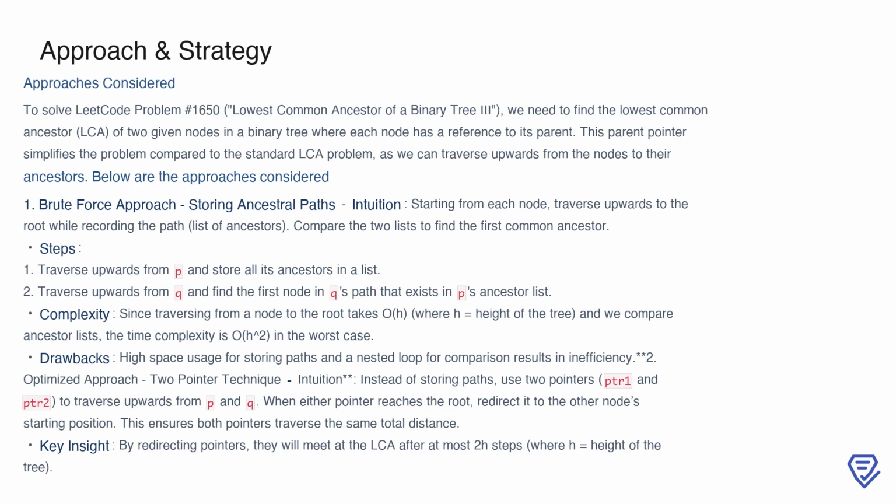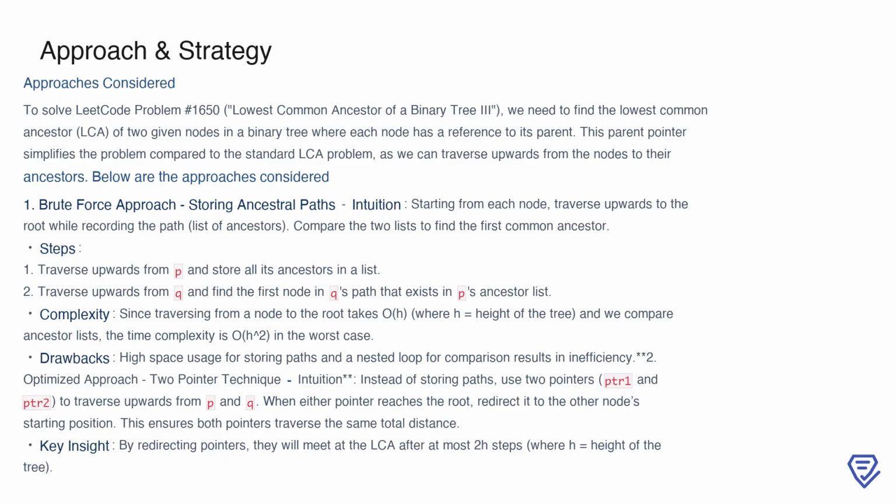To solve this problem, we need to identify the lowest common ancestor, or LCA, of two nodes in a binary tree where each node has a reference to its parent. This parent pointer simplifies the process, as it allows us to traverse upwards from any node directly to its ancestors. One approach we could use is the brute force method, which involves storing the ancestral paths for both nodes. Here's the intuition: as we traverse upwards from each node, we record the path of ancestors in a list. Once we have the lists for both nodes, we compare them to find the first common ancestor.